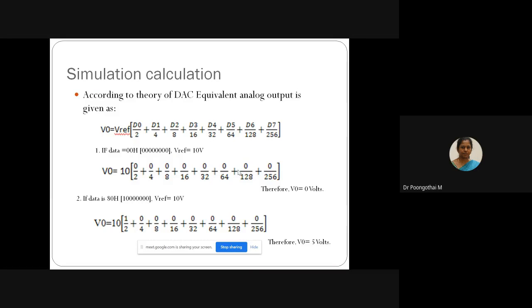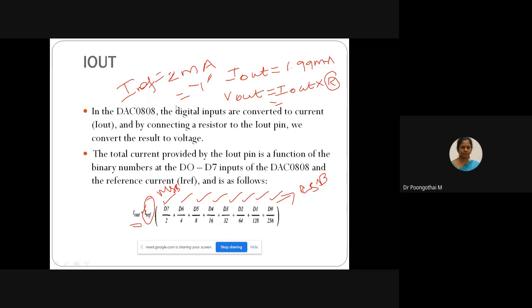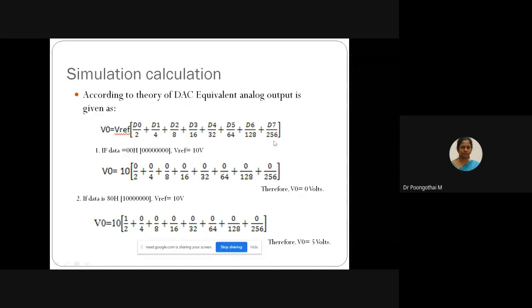And practically, we are using this calculation of I out. For simulation purposes, we have to use this formula to calculate our V out. According to the R-2R ladder network, V naught is equal to V reference and all your digital inputs from D0 to D7. For example, if data is equal to 0, all the bits are 0, and your V reference is 10 volts. So what is the answer? Your V naught is equal to 0.